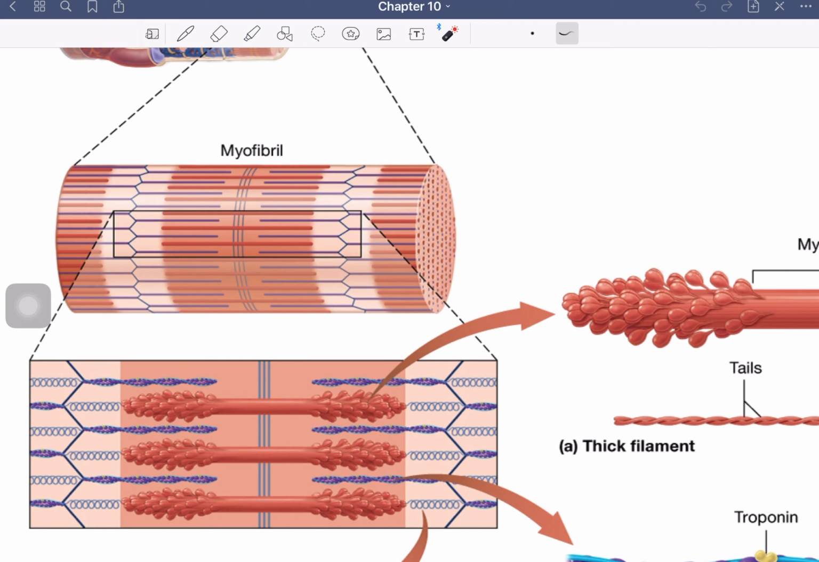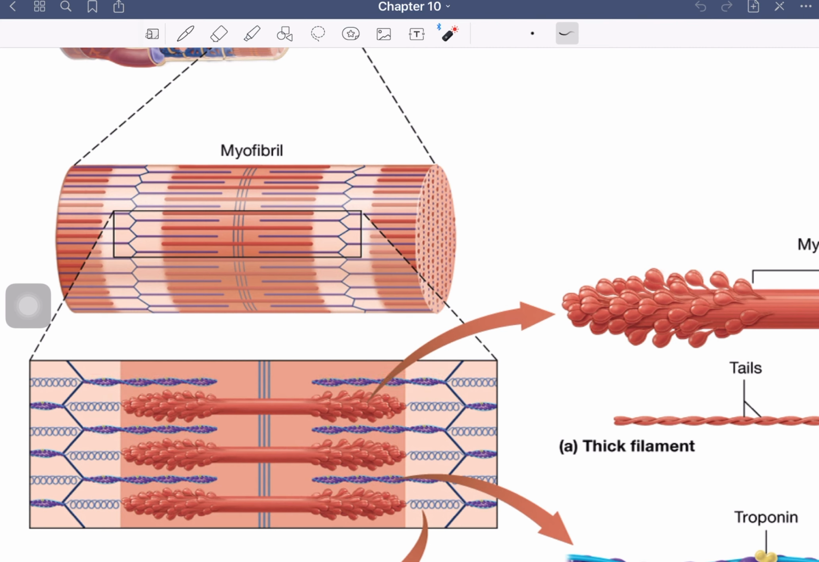So let's have a look at one sarcomere. And each sarcomere is defined by two boundaries, this side and this side. And these are called the Z discs. So they're basically the two ends. And then coming off the Z disc, we have this filament. Okay, so you can see we have some filaments coming off of there.